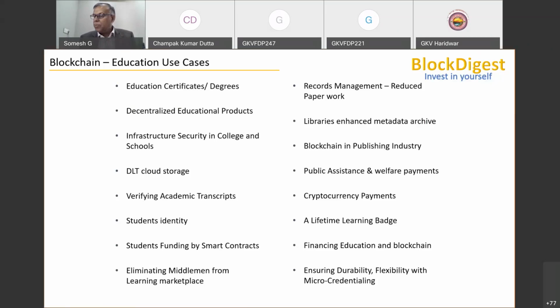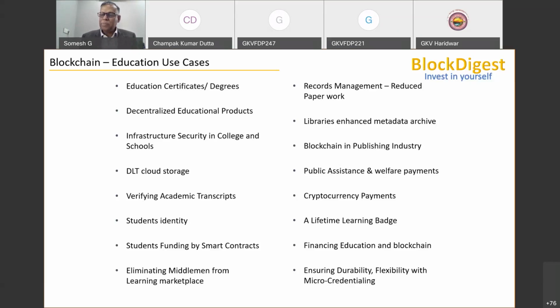So listed here are some of the common use cases. You of course can store education certificates, degrees, automate them, bring in certain amount of intelligence within them. You can provide decentralized educational products. The tutoring space, the Byju's and the Coursera's of the world, there is good space there. You can provide infrastructure security and school admin. You can provide some kind of cloud storage, along with some other databases that I talked about. You can store student identity.